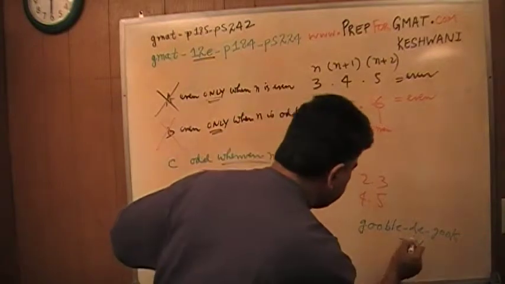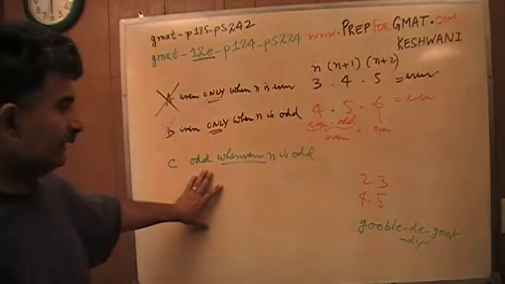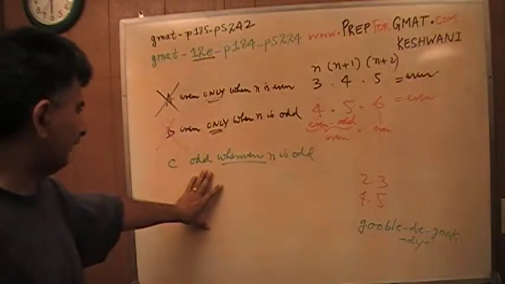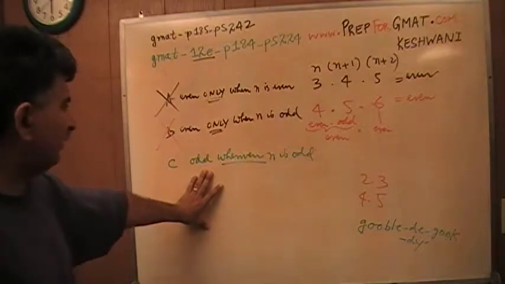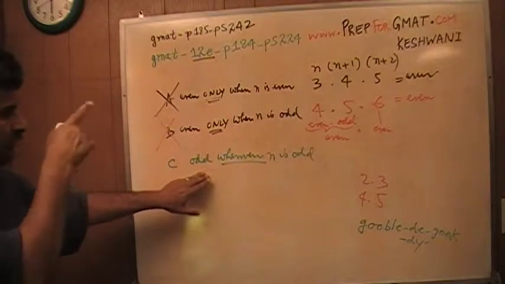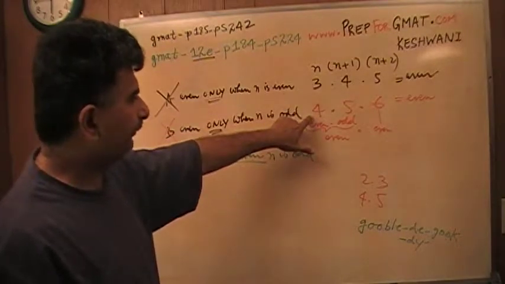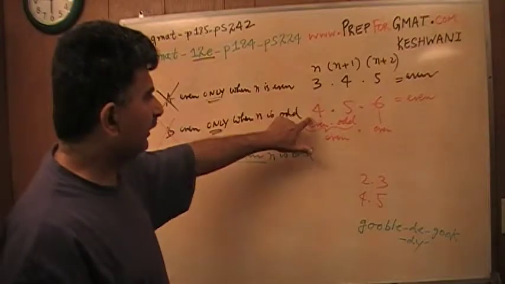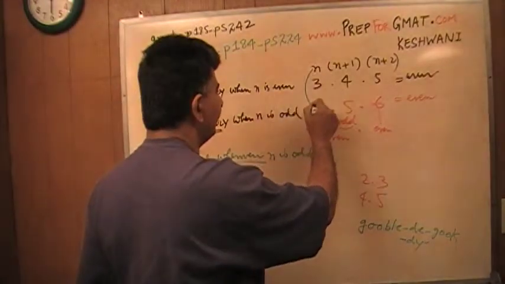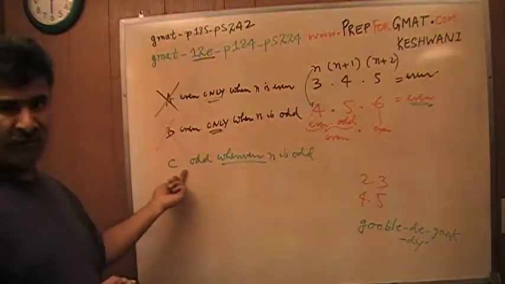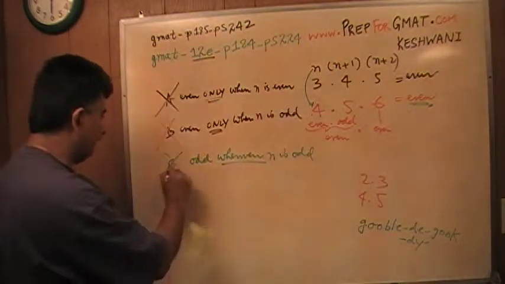Sometimes some people spell it with a DE, some people spell it with a DY. It just means nonsense, something nonsensical. C is gobbledygook because C says this quantity is odd whenever n is odd. Well, n here was even, and we plugged in n to be 4 in this case, and it turns out the quantity was even. This claims this one has to be odd. It doesn't make any sense.